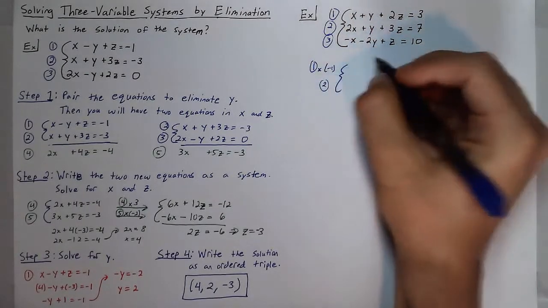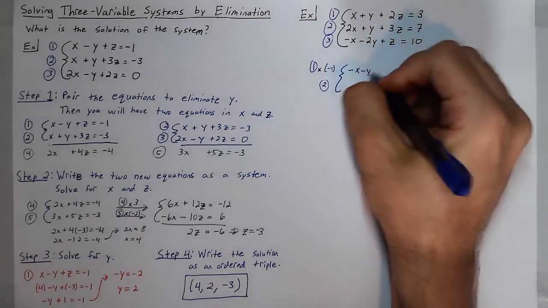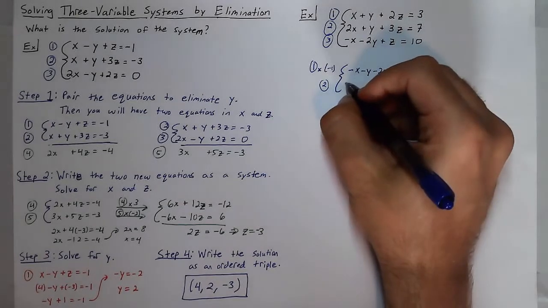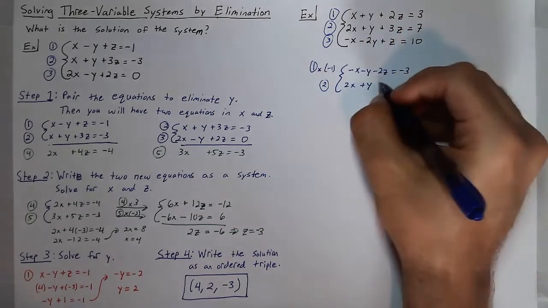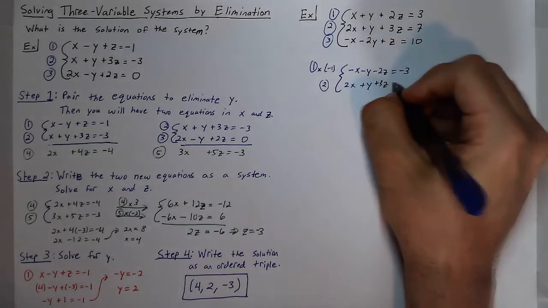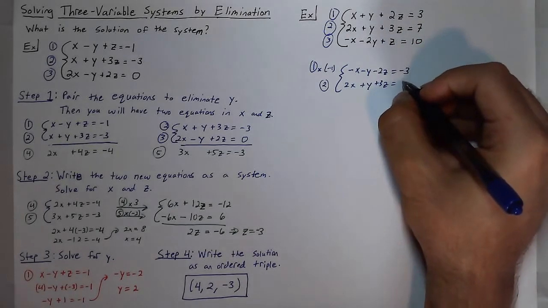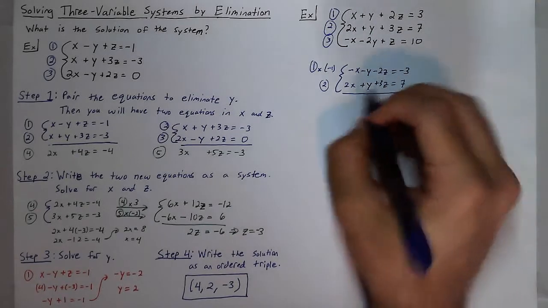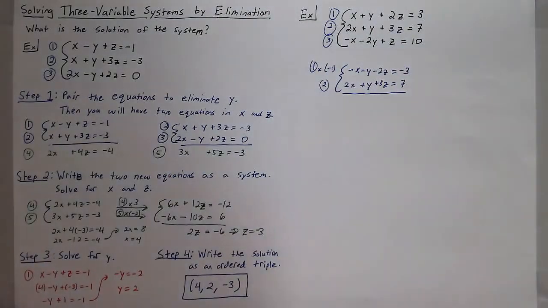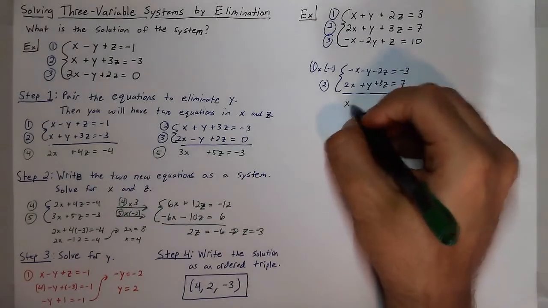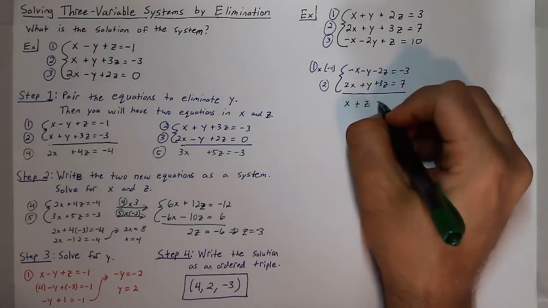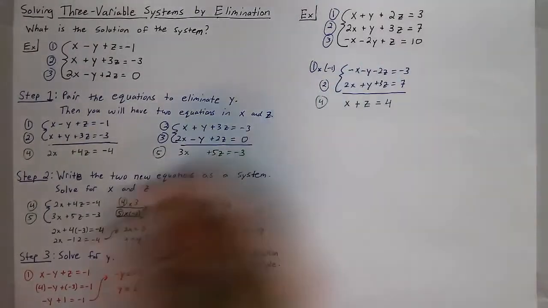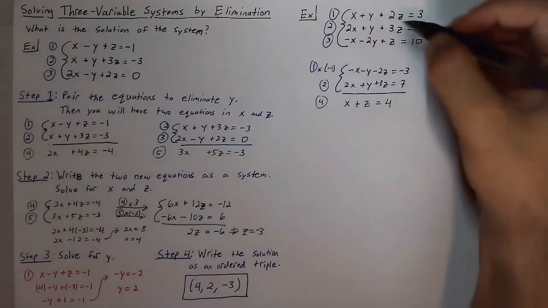I'll keep 2 the same. Negative x minus y minus 2z is equal to negative 3, and 2x plus y, keeping the second one the same, is equal to 7. Adding these together, I'll get x plus z is equal to 4. I'll call that equation 4. And again, I'll do the same thing. I'm looking at these two here.